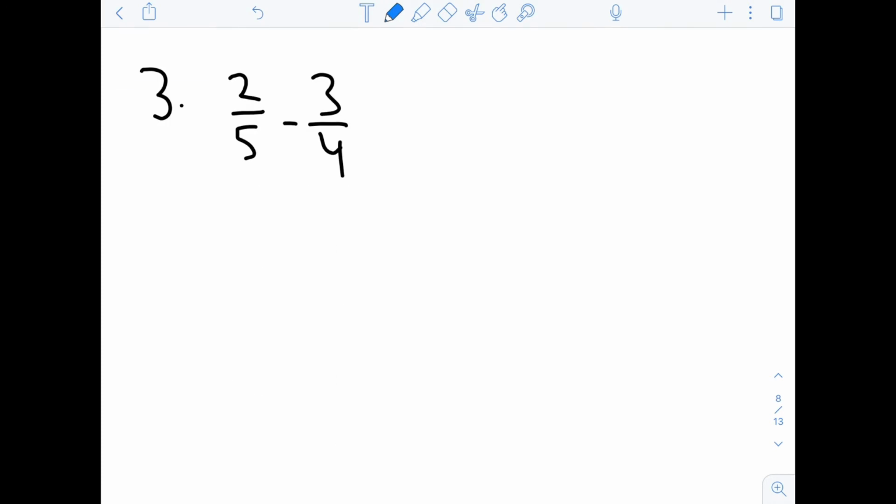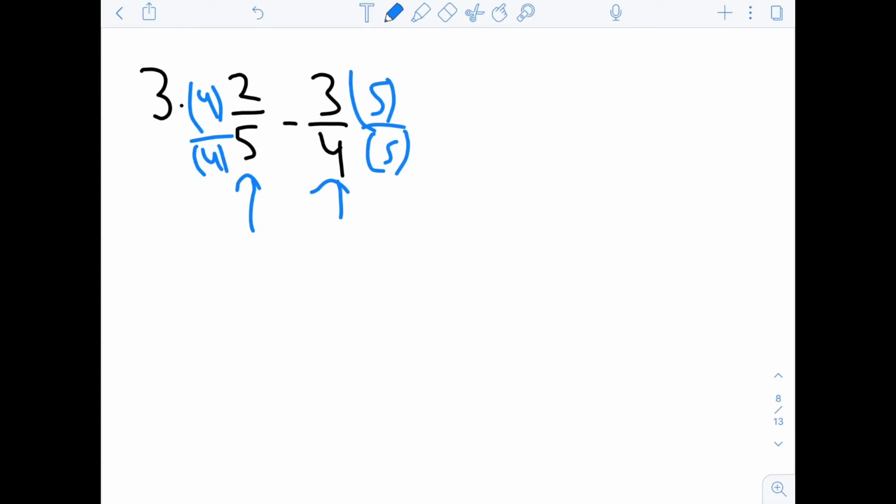So instead of finding the LCD, now we know that there's a pattern that for most of the time you're just going to have to switch the denominators. So this one's a 4 and this one's a 5. So let's multiply by switching it. So we're going to multiply this by 4. And we're going to multiply this by 5.